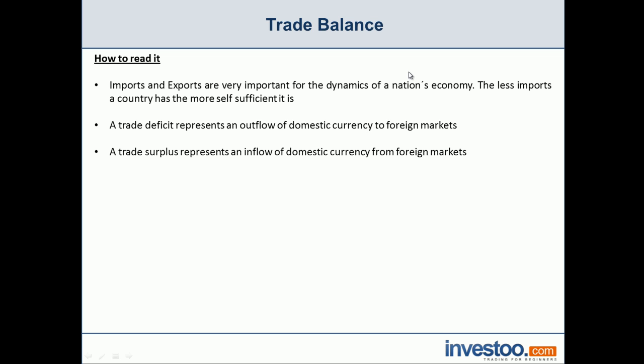Now, a trade surplus, this is when a country exports more than what it imports, represents an inflow of domestic currency from foreign markets, because foreigners have to buy the currency to pay for those exports. Now that I have explained this to you, it's pretty simple. The more a country imports, the more it bleeds its domestic currency to foreign markets. And the more it exports, the more it receives domestic currency from foreign markets.